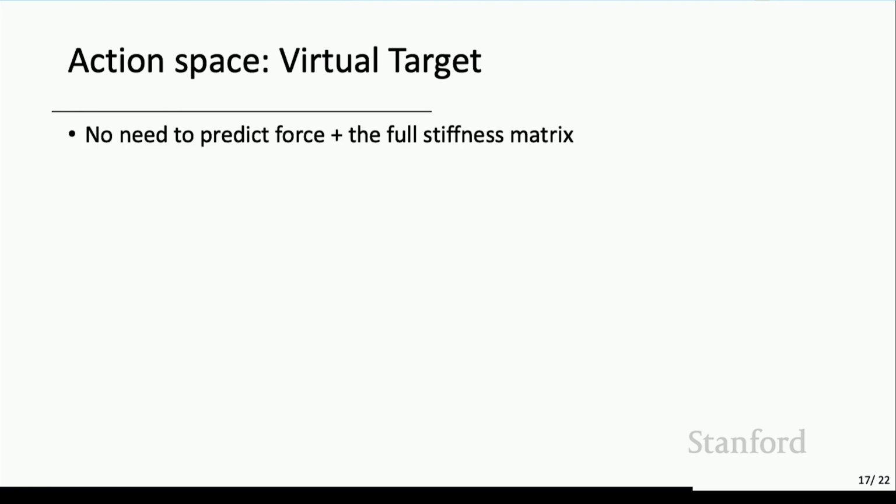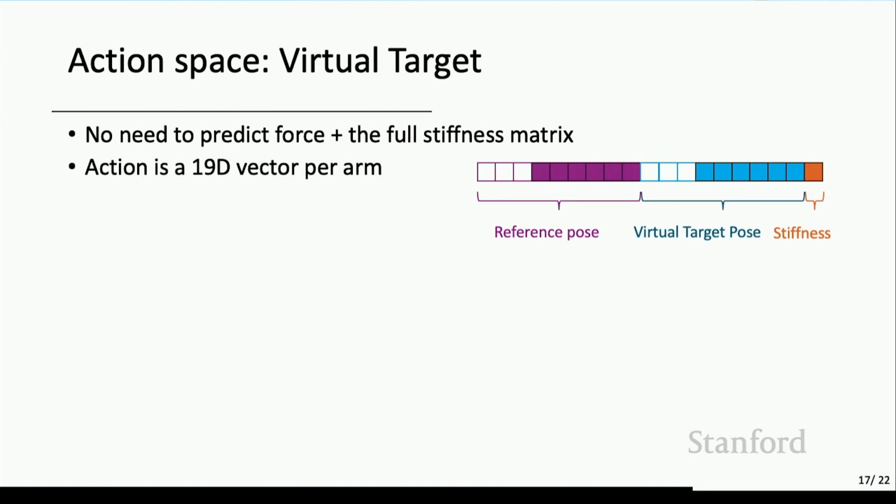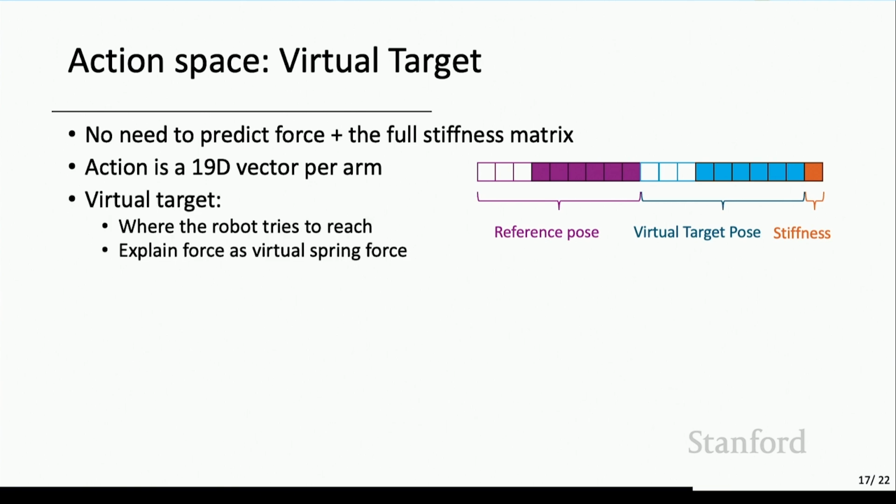So with our choice of robot compliance, we don't have to predict the full force vector and the full stiffness matrix. We can encode all the information we want in this 19-dimensional vector per robot arm. It basically has a reference pose and a virtual target pose, which I will explain in a bit, and one value for the stiffness. So this virtual target is where the robot attempts to reach. It basically explains your desired force as spring force.